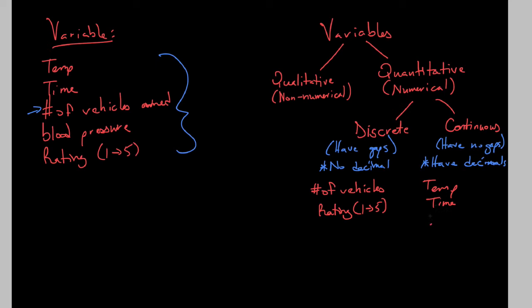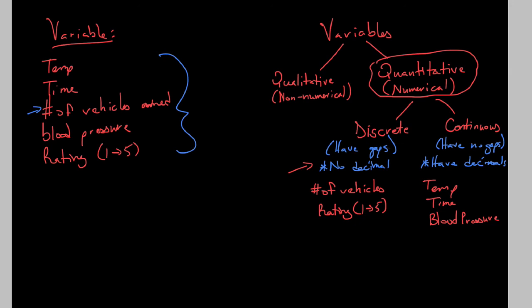Or blood pressure. If you work in the medical field, of course, you know that you round off the blood pressure probably to the nearest whole number, which would make you think that maybe this is discrete. But blood pressure, technically, if we could be really, really accurate, we could give it a very, very long decimal.